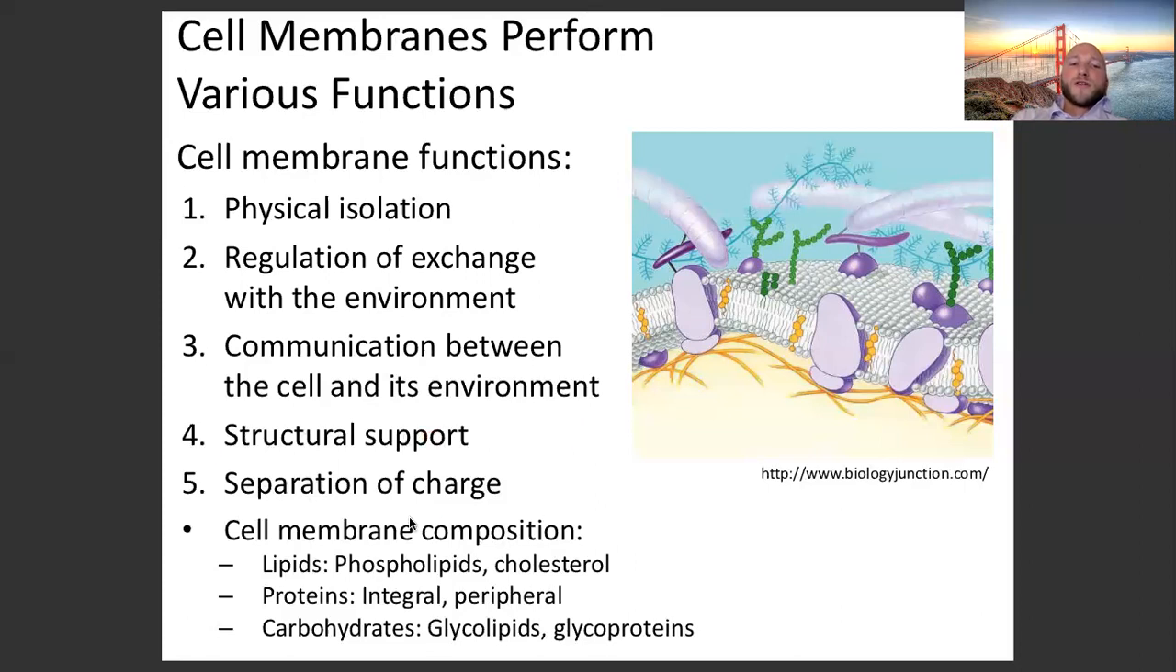Separation of charge. We're going to talk a lot about this when we talk about nerve cells. Separation of charge, what does this mean? This means either more positive ions outside than inside, more negative ions inside, so that there's a charge difference across the membrane. So more positive outside, more negative inside, or more positive inside, more negative outside.